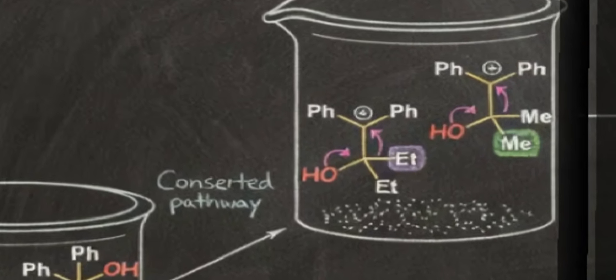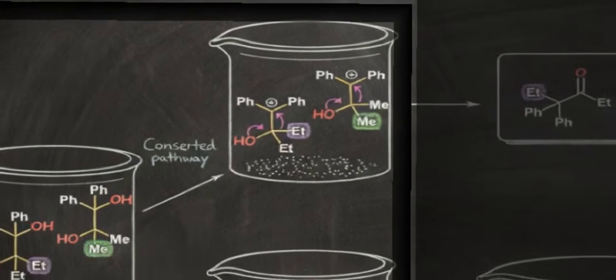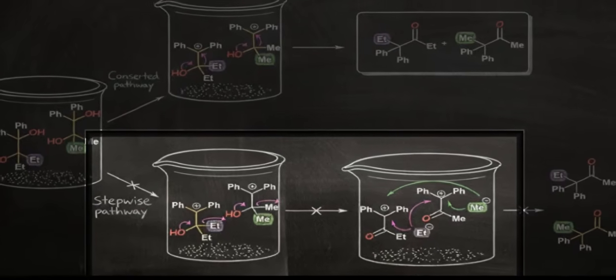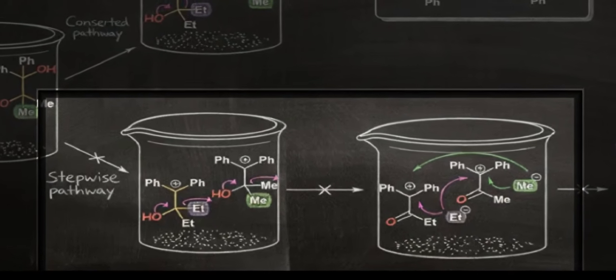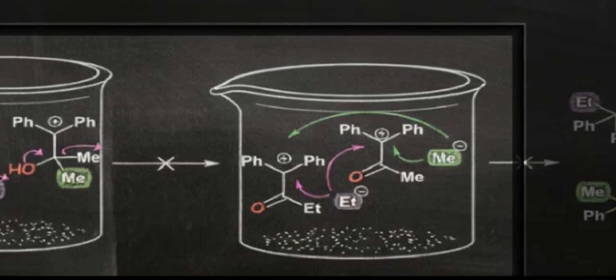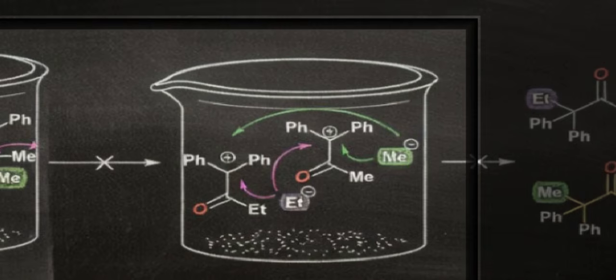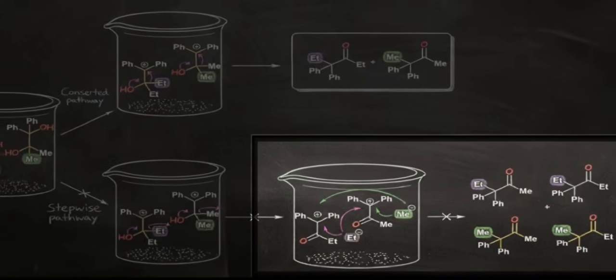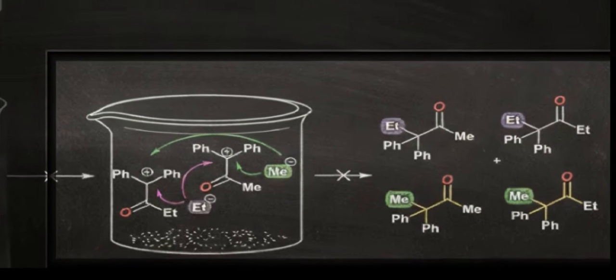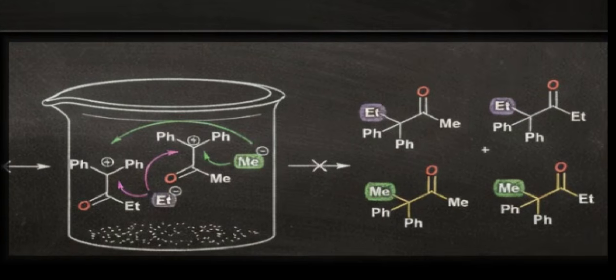Now, the key question is, what happens after this carbocation forms? If the carbocation were completely free and long-lived, it could move around in solution and interact with other molecules. In that case, we would expect mixing of methyl and ethyl groups, leading to crossover products. This possibility is shown in the lower pathway of the image, labeled as the stepwise pathway. Here, intermolecular interaction could generate mixed products. However, these products are marked with crosses, indicating that they are not formed.